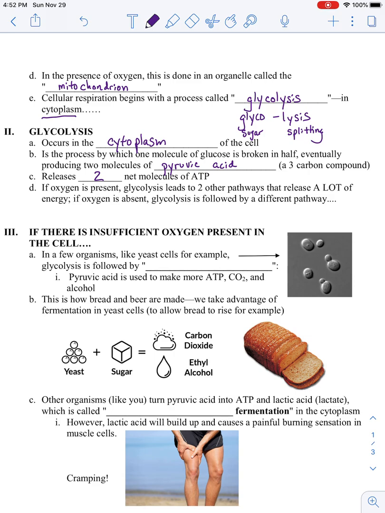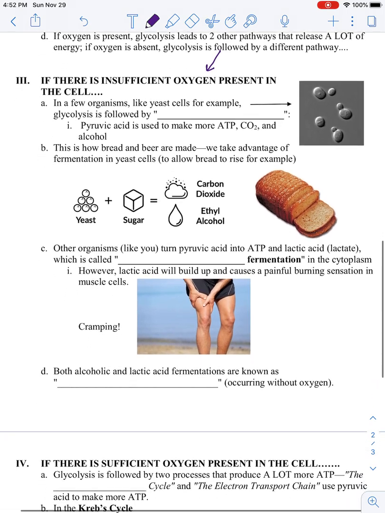If oxygen is present in sufficient amounts, glycolysis leads to a pathway inside the mitochondria that releases a lot of energy. If oxygen is not present enough, glycolysis is followed by a different pathway. So I'm going to start there. What if there is not enough oxygen present in the cell? It depends upon the organism. For some lower level organisms, a great example is yeast cells, shown under a microscope on the right hand side, glycolysis is followed by what's called alcoholic fermentation.